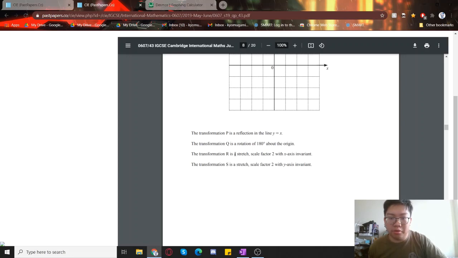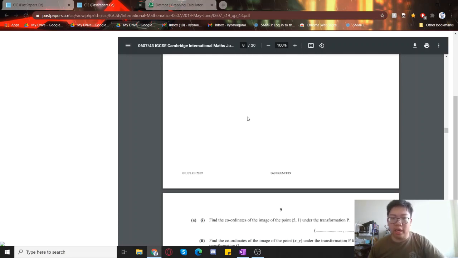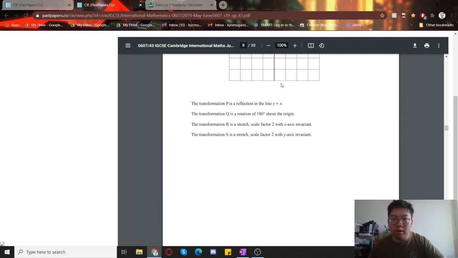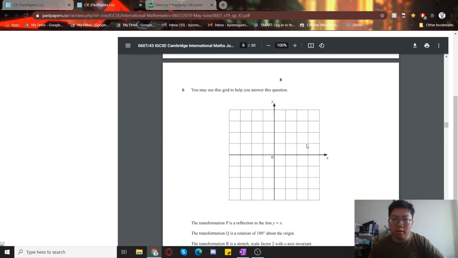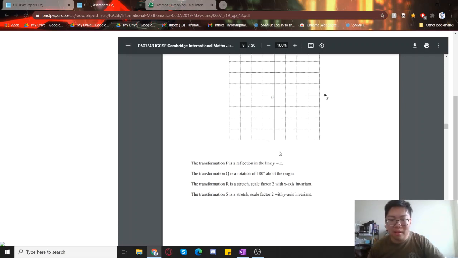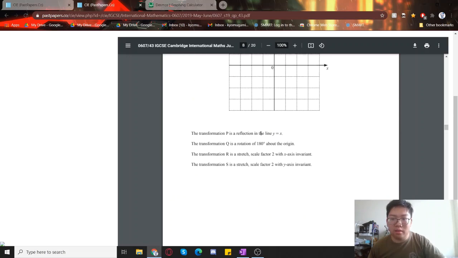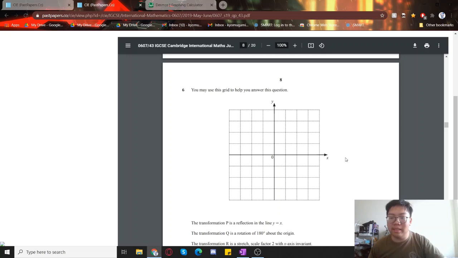Transformation R is a stretch. Scale factor is... Yep, okay. So 5-1. Oh my god, they're so mean about this. They don't even give you a nice grid to follow. Okay, but this one is still comparatively easy.